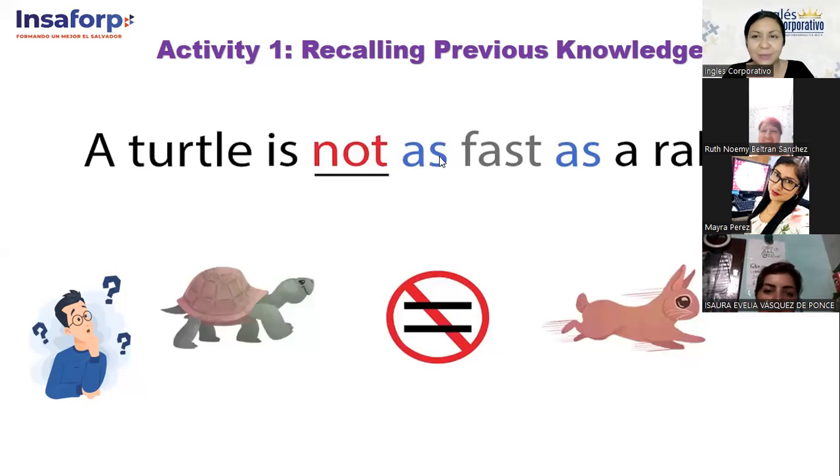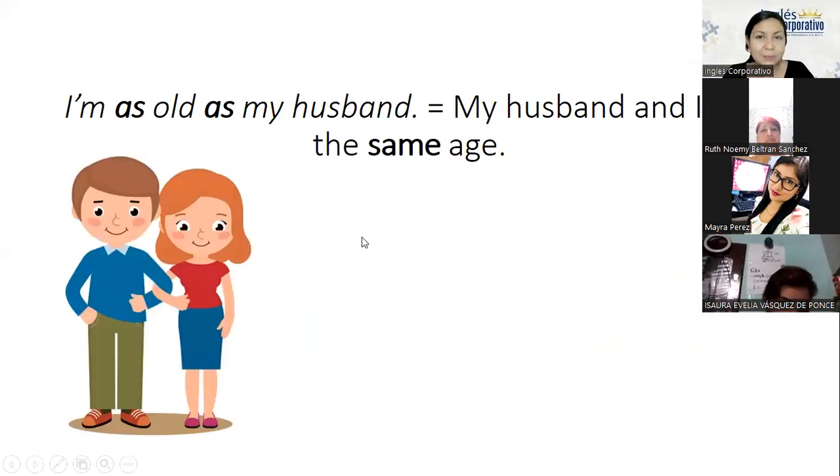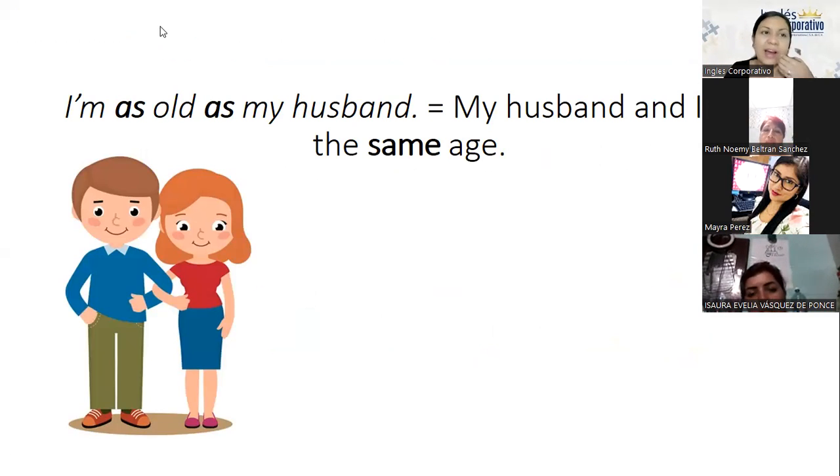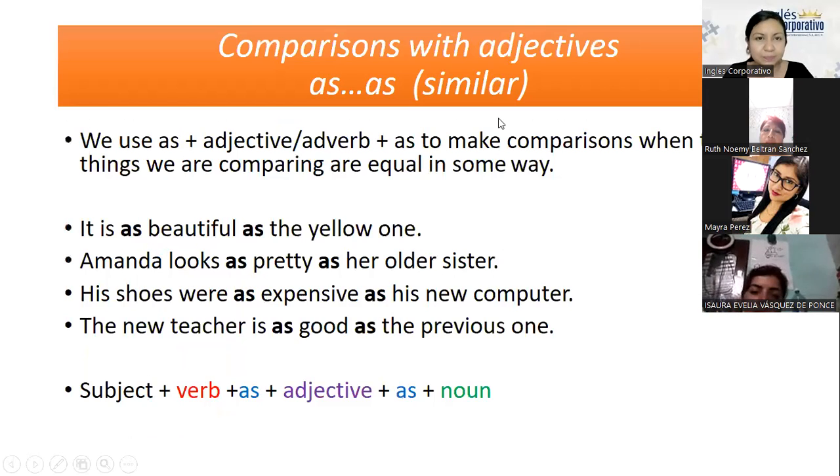In the next slide, we have another example. I'm as old as my husband. What does it mean? That my husband and I are the same age. The same age. Equal. I'm as old as my husband. So, let's start with the topic. When we use comparisons, we want to say that something is similar or something is not similar. In this case, we're going to start when two things are similar.